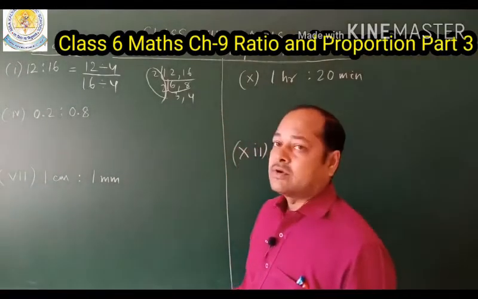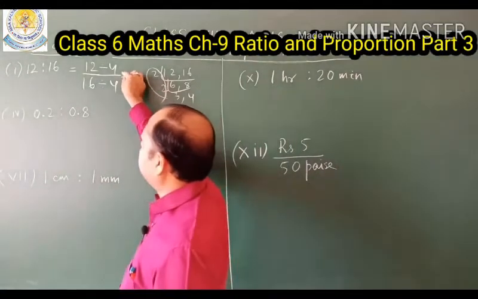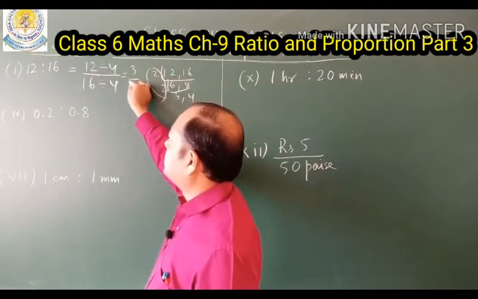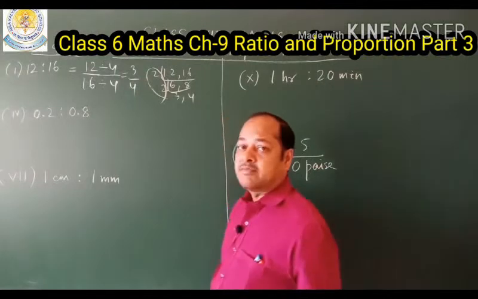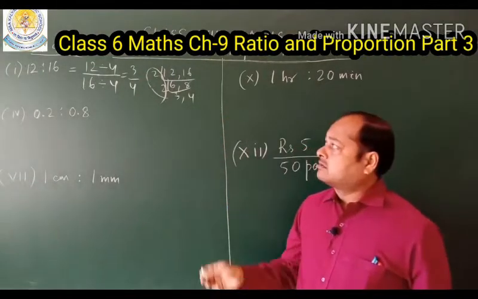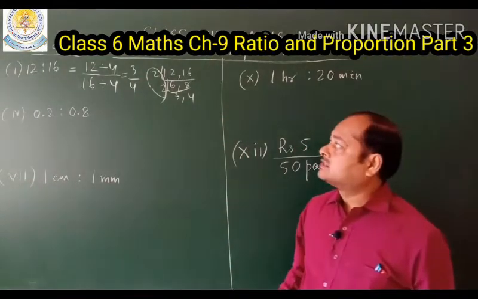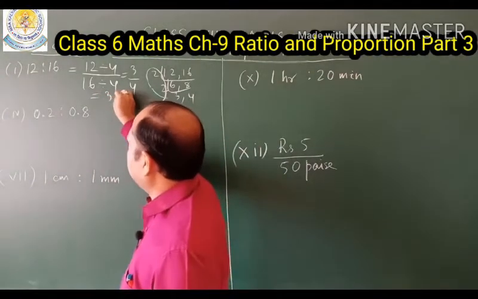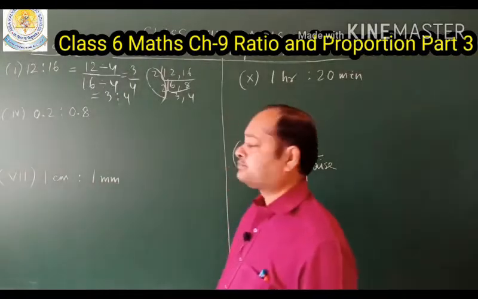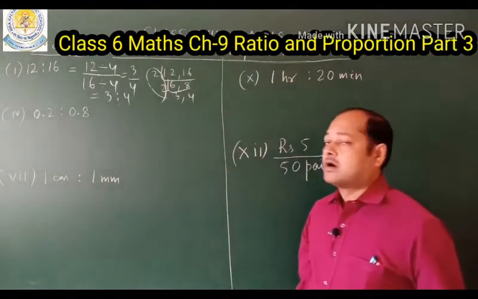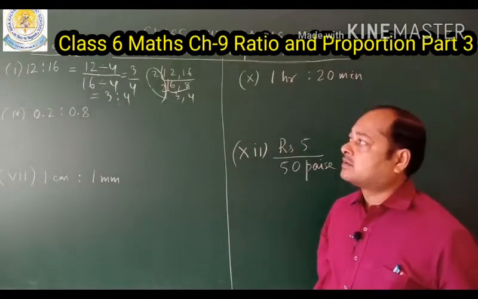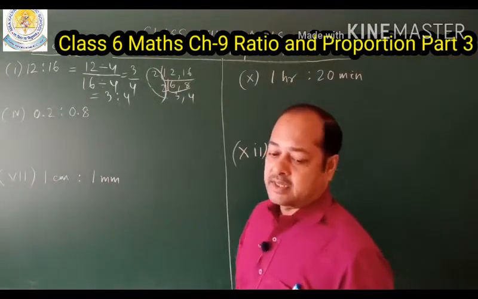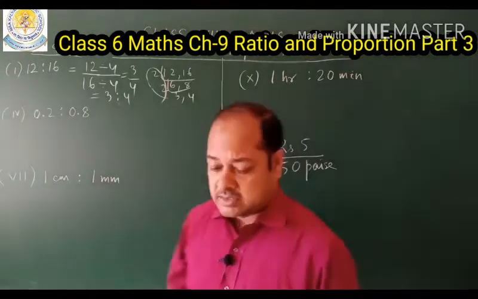Okay, so what did you get here? 12 divided by 4 is 3 and 16 divided by 4 is 4. So 3 upon 4 is the fraction. Now you can write it in the ratio form, that is 3 is to 4. So 3 is to 4 is the lowest term or the simplest form of this ratio, that is 12 is to 16.